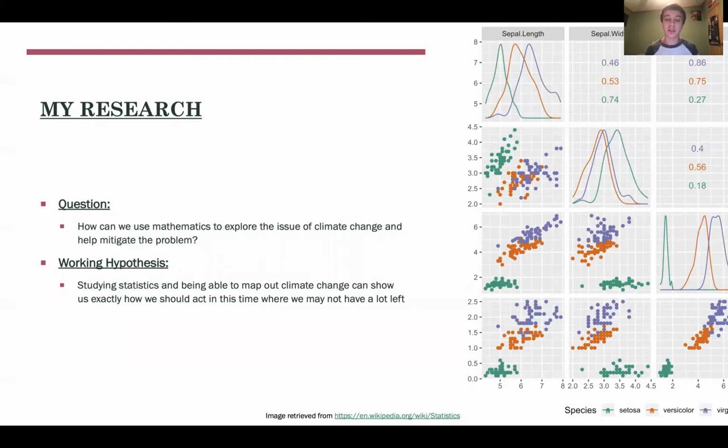And then my working hypothesis was a vague idea of understanding that statistics and the knowledge in this area is what helps us to map out climate change and can attract public eye and opinion when they see these alarming graphs of rising temperature, and what ways we can best act in these uncertain times and all of that.